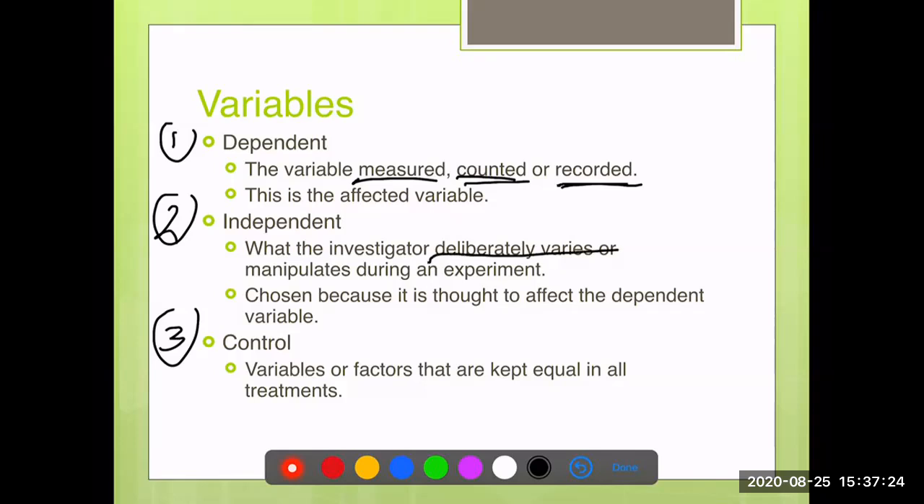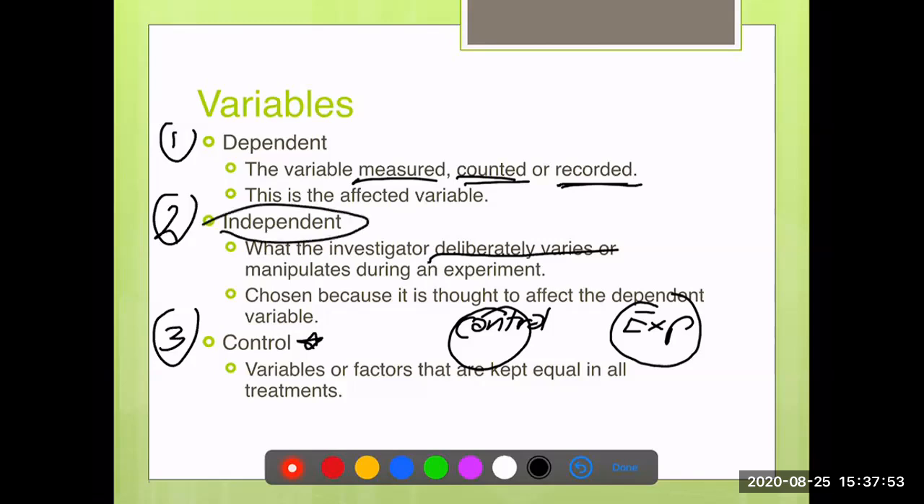The more difficult variable is the control variable. Again, when you have a control group and an experimental group, both of those groups need to be identical in every way, in every factor, every variable that can affect the outcome of the experiment. It needs to be identical in both groups so that there's only one thing that's different between them. And the one thing that's different between them is the independent variable. That's the thing that was deliberately varied.